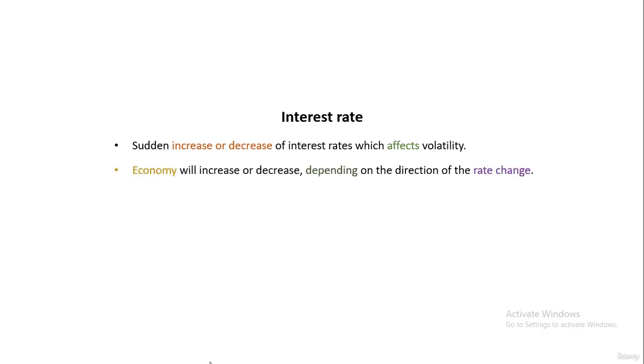Interest rate risk. Interest rate risk is related to the sudden increase or decrease of interest rates, which affects volatility. Interest rate changes affect market prices because the level of spending and investment across an economy will increase or decrease depending on the direction of the rate change. An economy's interest rate can have an impact on the value of the economy's currency, which means you can be at risk of unexpected interest rate changes.